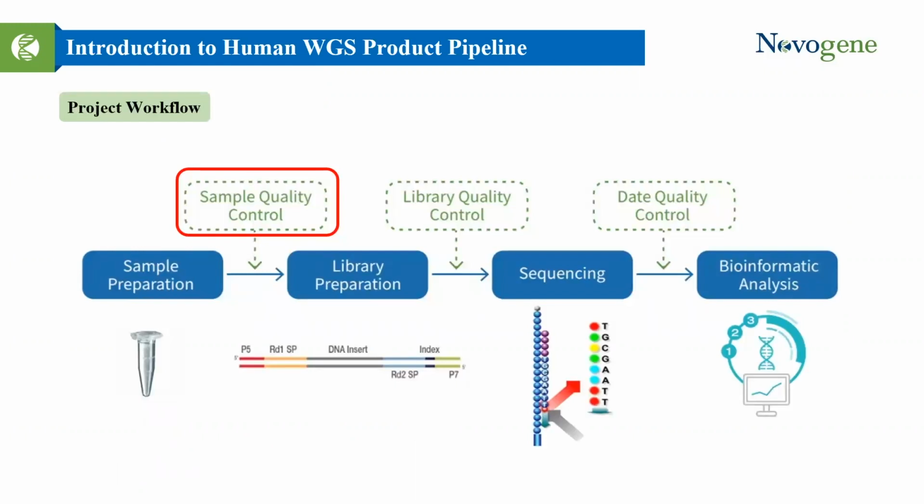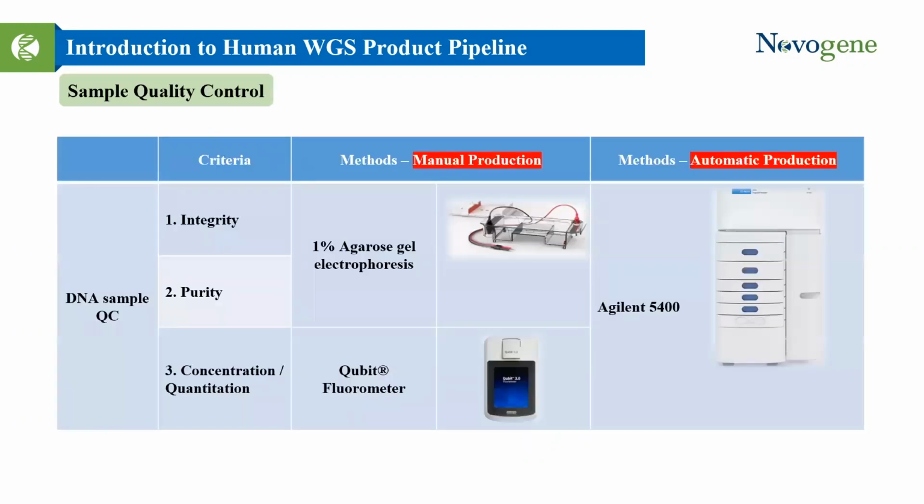The next step is sample quality control, in short sample QC. This step aims to test whether your sample meets our sample requirements and can proceed to library preparation. In Novogene, we have 2 methods of sample quality control: manual projection and automatic projection. Manual projection means that the project will be processed by the manual pipeline, while automatic projection means processing the project with the automatic pipeline.